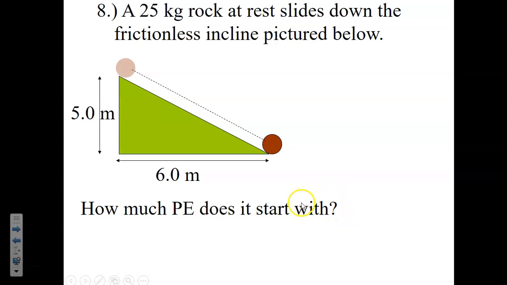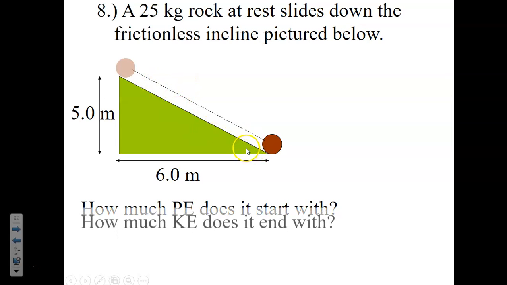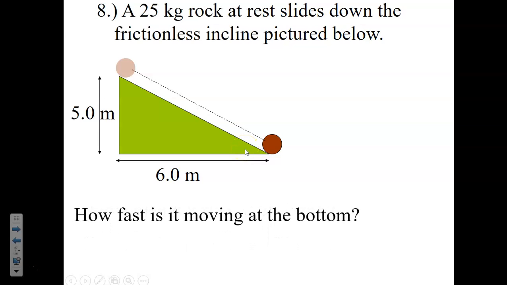Here we've got a 25 kilogram rock, and it slides down a frictionless incline, and we want to know how fast is it moving at the bottom. So this is my initial picture, the rock on the top of the ramp. Do I have any GPE? Sure I do. I'm elevated, so I've got mgh. Do I have any KE? No, I'm at rest. So I'm starting at rest.